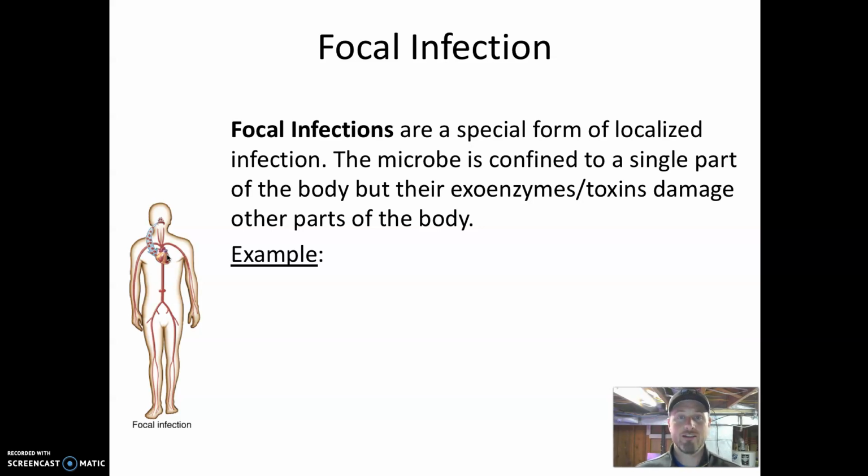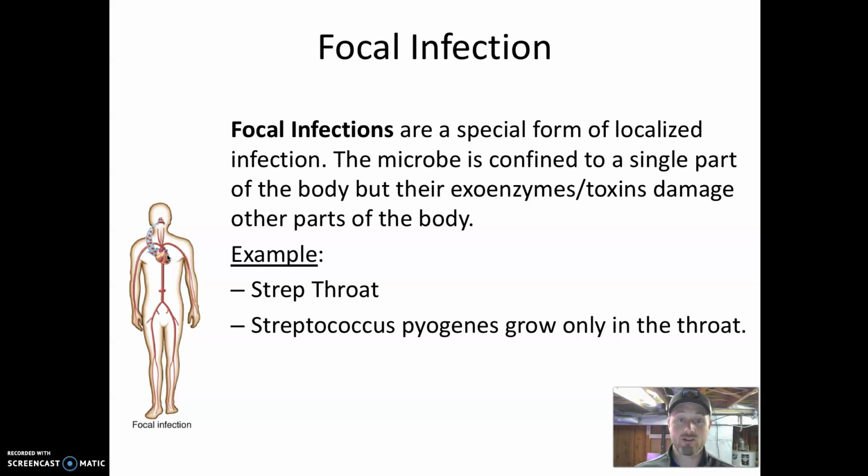This image demonstrates a really good example, and that example is strep throat. So we treat strep throat really aggressively with antimicrobial drugs because of these risks that the infection has for causing these far-flung effects through focal infection. So strep throat is caused by Streptococcus pyogenes. That bacteria is only growing in the throat. Right? So again, the bacteria is only in the throat.